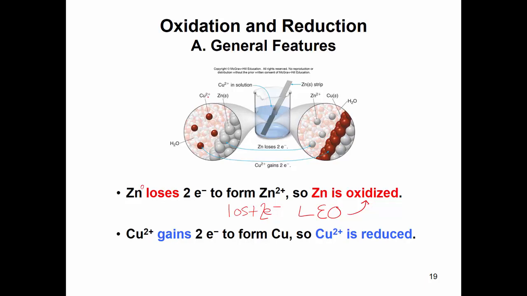If you look at copper, it was 2+, and then it became copper with a neutral charge. So it gained 2 electrons. It went from being positive to neutral: 2 minus 2 equals 0. So it gained 2 electrons, and so the copper is reduced. Gain electrons, reduced.